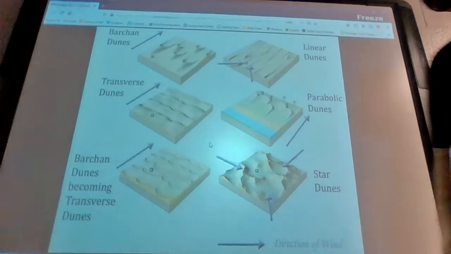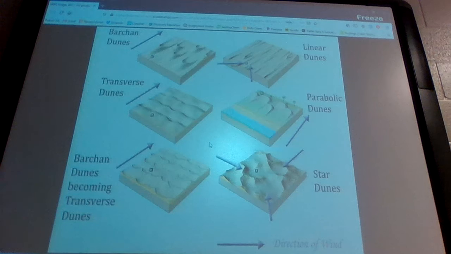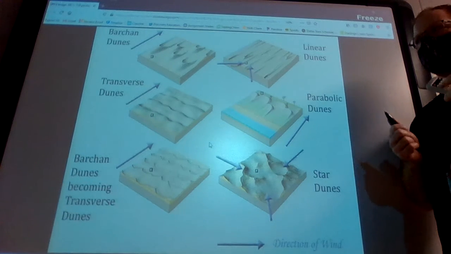Okay, so let's finish this up. We're going to do a quick little presentation just to finish these last few slides that we have. I realized first period that they don't have all the dune shapes that I kind of promised we would talk about. So I pulled it up.